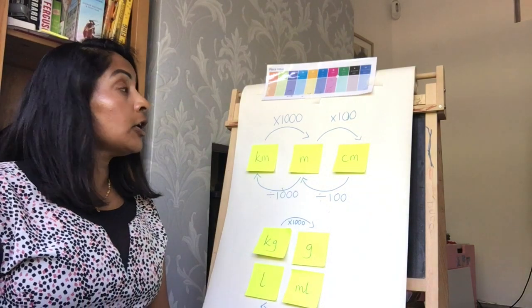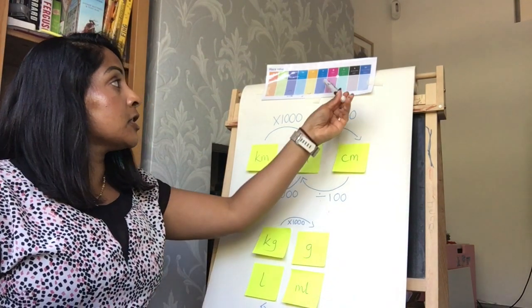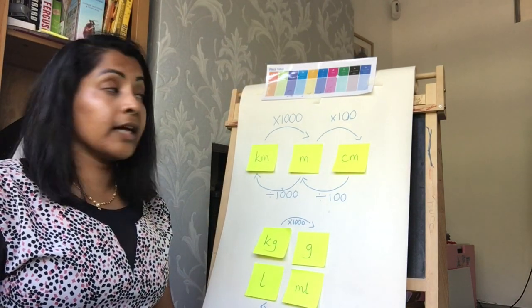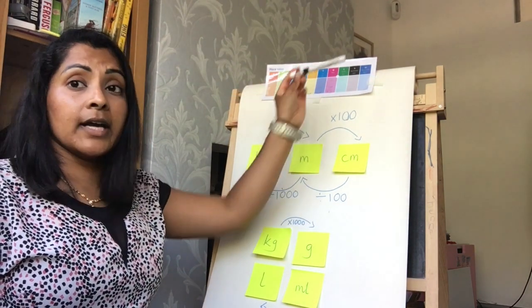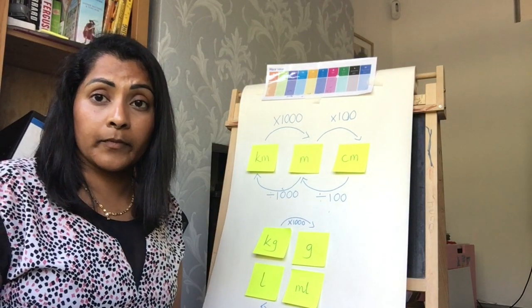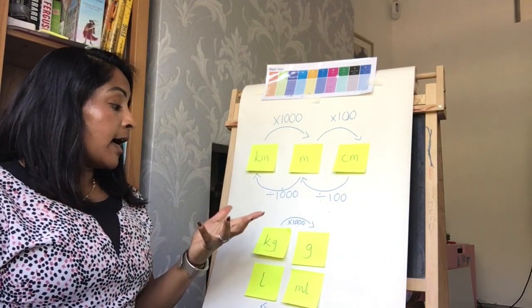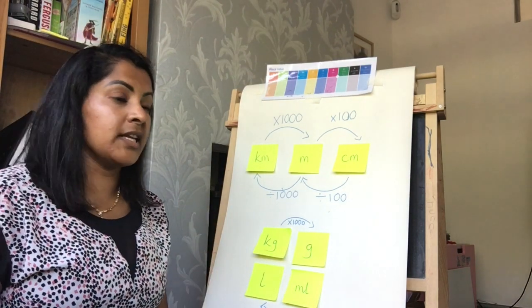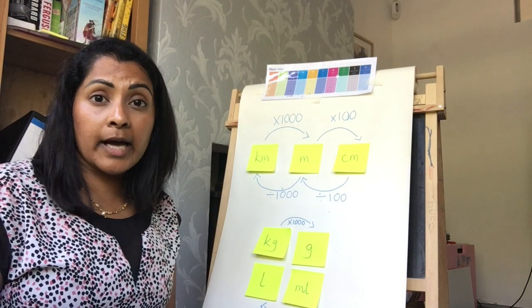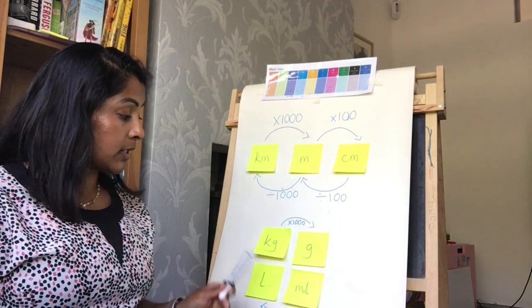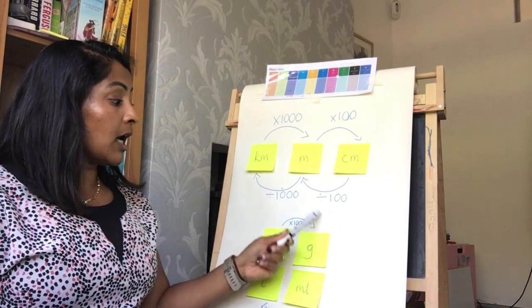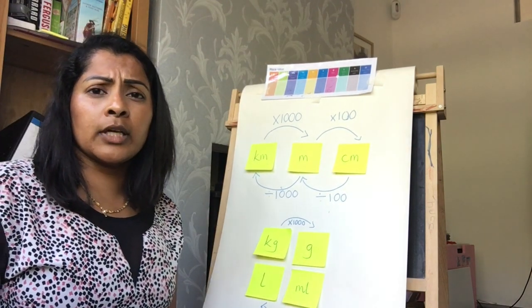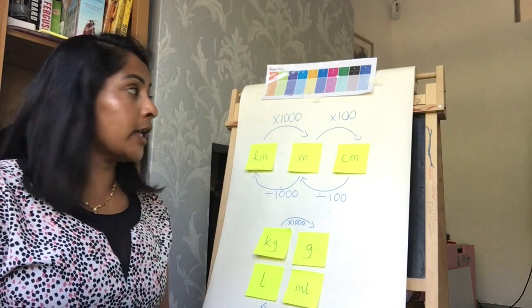Remember, when you're multiplying, the digits need to move to the left because your answer obviously gets bigger, and when you're dividing, your digits need to be moving to the right as your answers get smaller. So if I had, for example, 29 kilograms of flour, and I want to work out how many grams that was, it would be 29 kilograms times it by 1000, and that would give you your answer in grams.